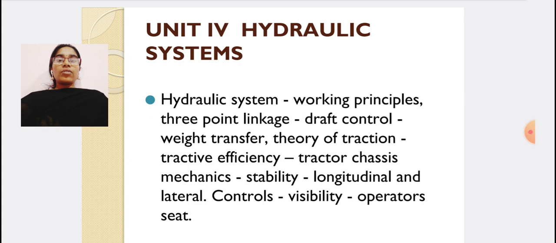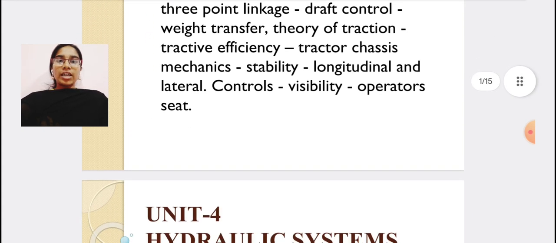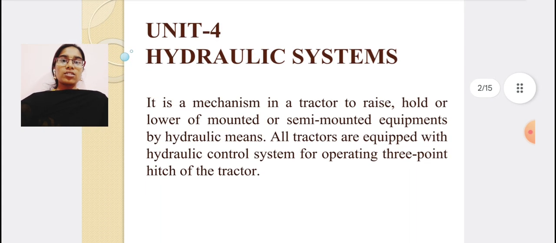Then we are going to see what a hydraulic system is. A hydraulic system is a mechanism in a tractor to raise, hold or lower a mounted or semi-mounted equipment by hydraulic means. All the tractors are equipped with a hydraulic control system for operating the 3-point hitch of the tractor.